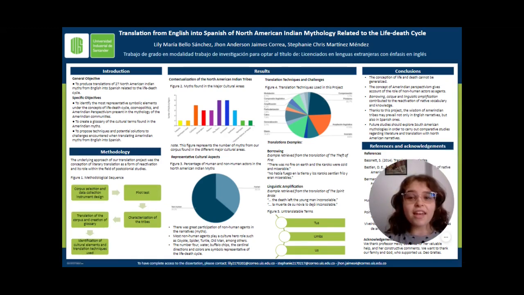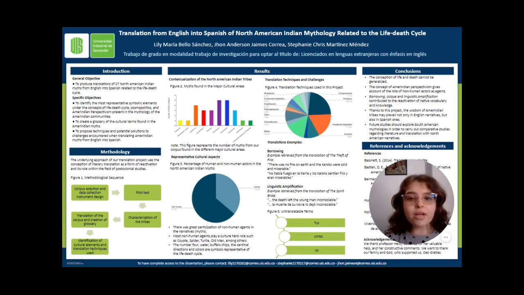Thank you, Lily. Now we continue with the results. First, we have the contextualization of the myths. In order to have a better approach to the results, we classify the myths from our corpus into each of the major cultural areas they belong to, according to each tribe, as can be seen in Figure 1. This classification was based on Bastien and Mitchell.